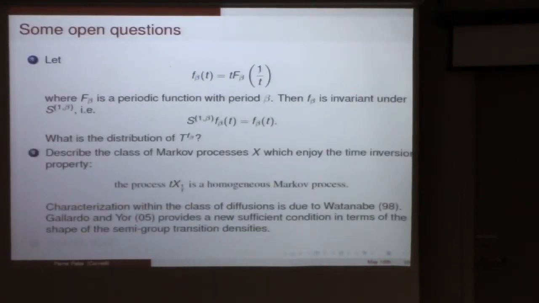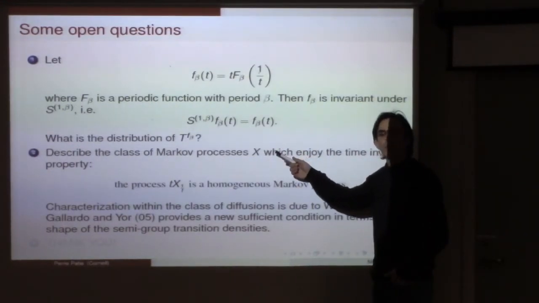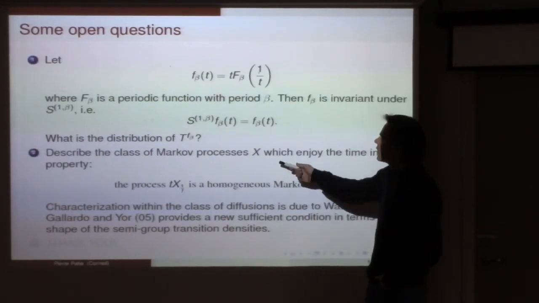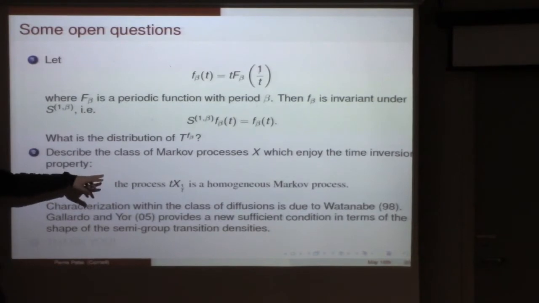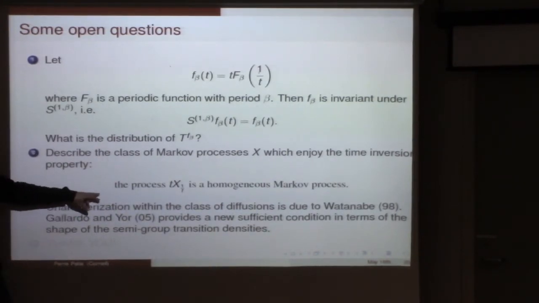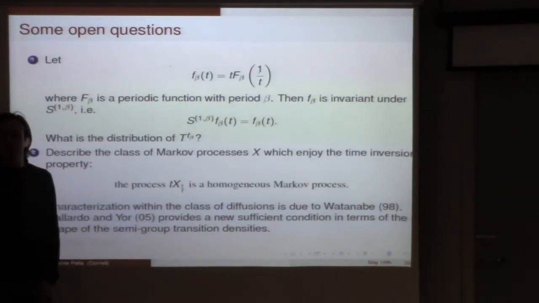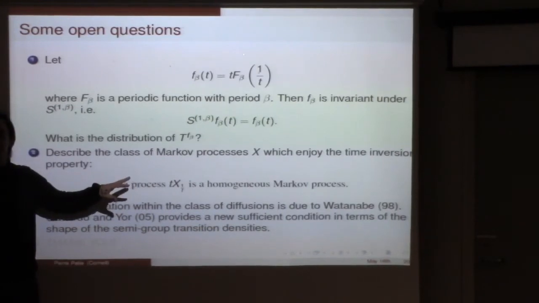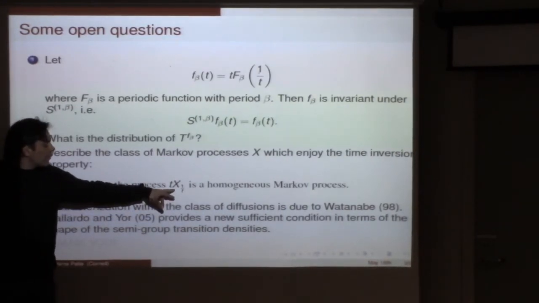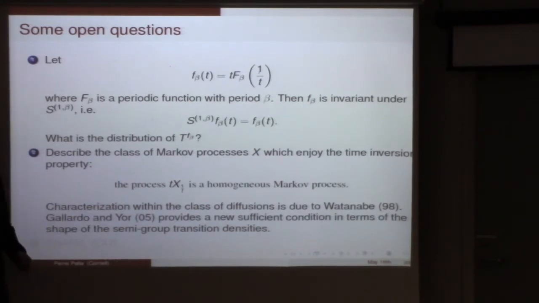And then the last question. Since the time inversion property plays an important role in our result, there is an open question: to describe the class of Markov processes which enjoy the time inversion property, which means that if I make this transform of the process, it will remain a homogeneous Markov process. So this transform always leads to a Markov process which is non-homogeneous, and there is an open question about characterizing the class of Markov processes which remain homogeneous under this type of transformation.